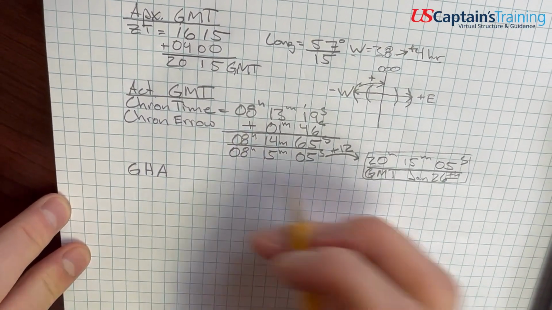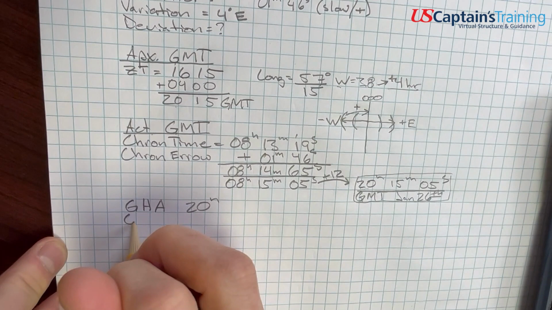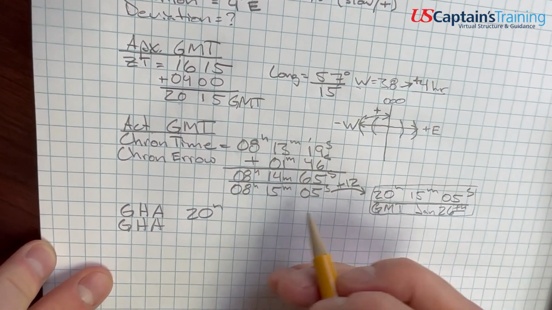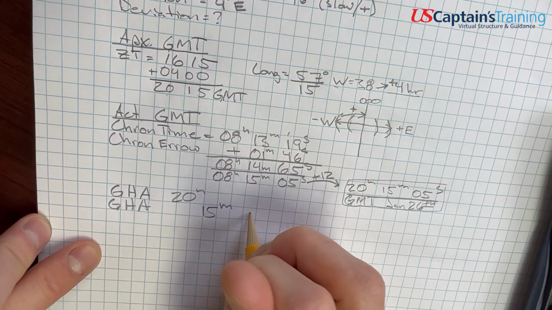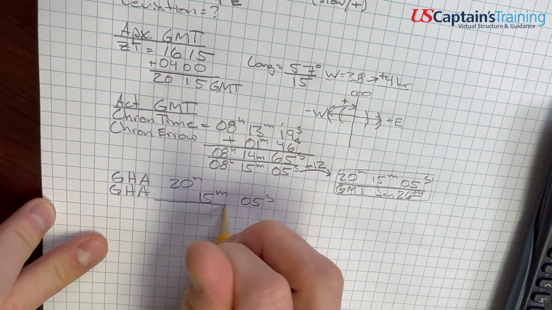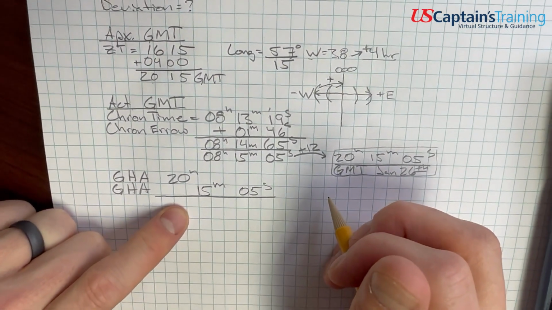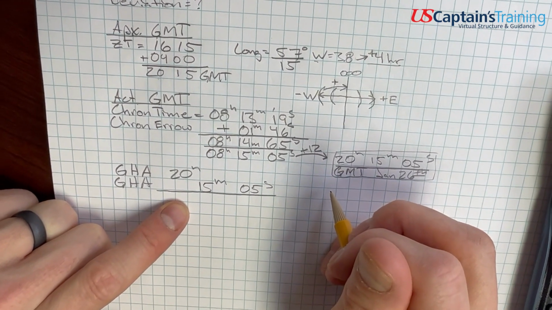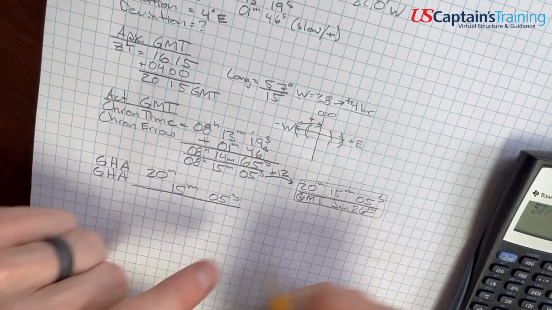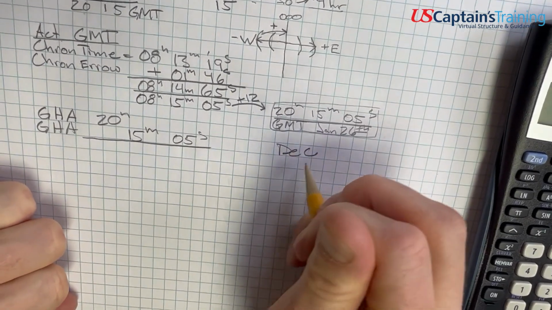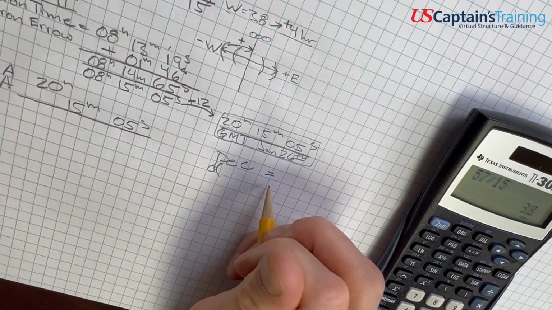GHA, we find it in two parts. We start with 20, so the GHA of 20 hours, and then we find the GHA of the increments, which is 15 minutes, 5 seconds. And at the same time we look up our declination, which is essentially on the same line, and our d correction. We'll get those at the same time.